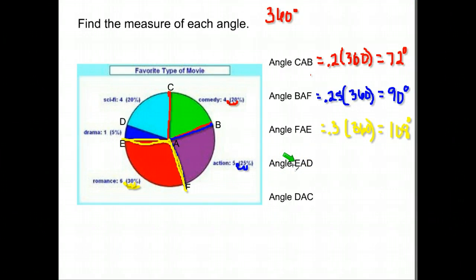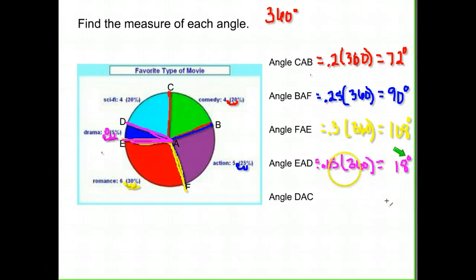Next, we have angle EAD. So we want this angle from EAD, that opening right there, our dark blue wedge. It says it is 5%. Again, you move the decimal 2 places to the left. Well, notice there's an empty space because 5 only had 1 digit. You just fill that in with a 0. So we want 5%, or 0.05, of 360. And we get 18 degrees. So that wedge is 18 degrees.